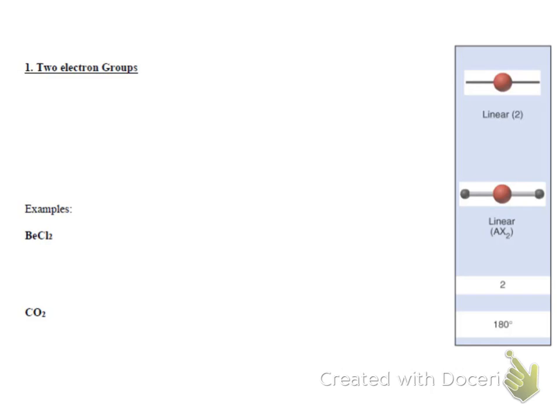So 2 electron groups are the simplest, and what this means is that you've got a central atom with 2 bonds, and the central atom does not have any lone pairs. So it looks like this, and it's going to have a bond angle of 180 degrees because that's the farthest apart that the 2 bonds can be.